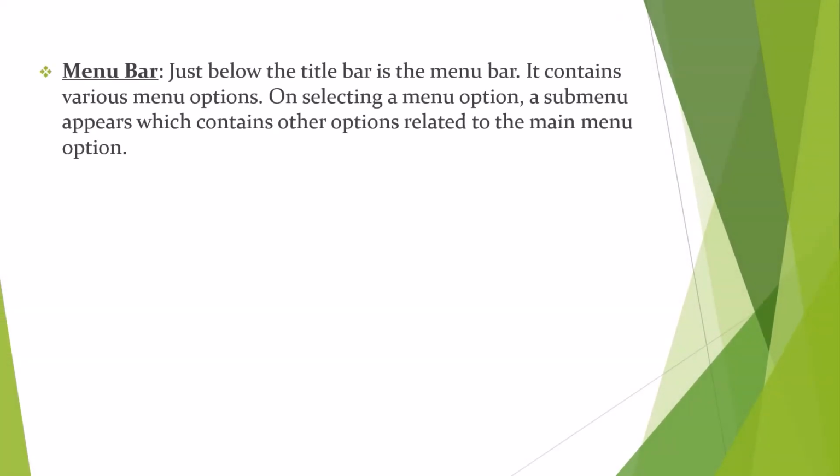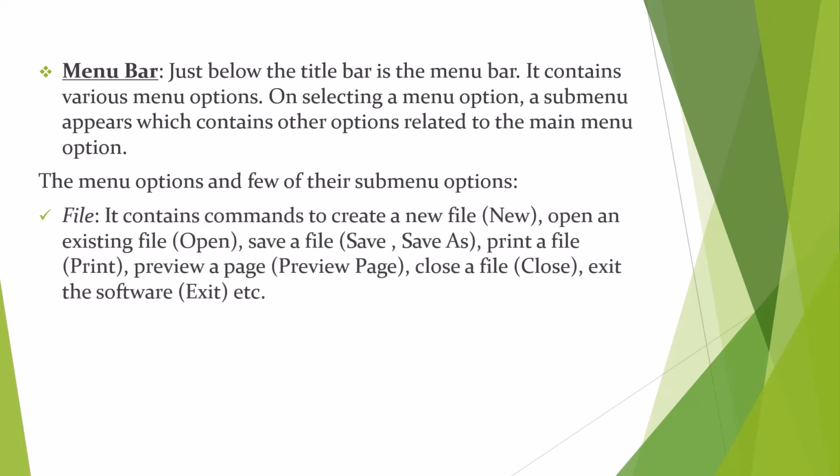Now next is the menu bar. It lies just below the title bar and it contains various menu options. Whenever we select a menu option, a submenu will appear and it will contain a number of options related to the main menu option. So here are the menu options and their submenu options.